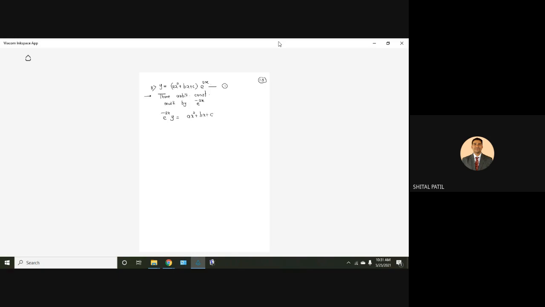Till now we have not differentiated, now we'll start. Differentiating with respect to x. e raised to minus 2x as it is, derivative of y is y1. Then y as it is, derivative of e raised to minus 2x is minus 2 e raised to minus 2x, y as it is. On the other side we have 2ax plus b. One constant is removed.